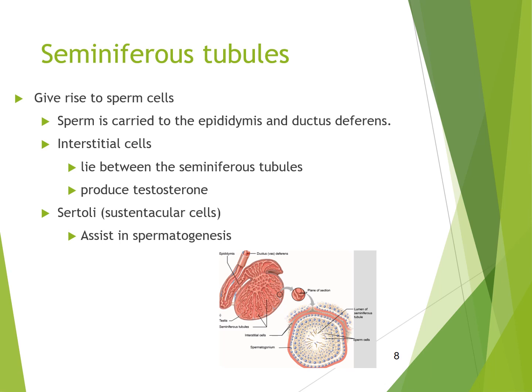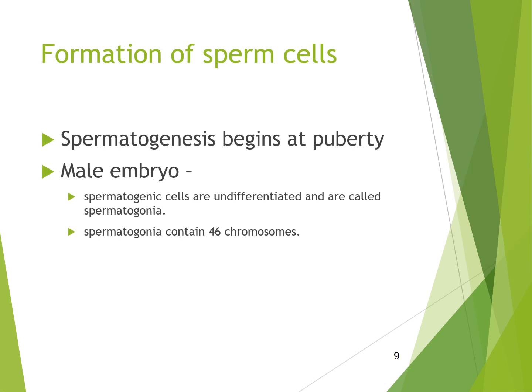There are also Sertoli cells, known as sustentacular cells. These help to nourish and maintain the developing sperm. The term spermatogenesis means the production of sperm cells. Spermatogenesis begins at puberty. In the male embryo, spermatogenic cells develop, and these cells are undifferentiated and referred to as spermatogonia. The spermatogonia contain 46 chromosomes.